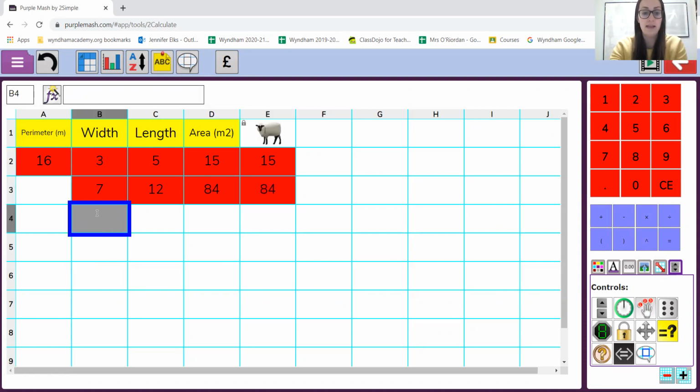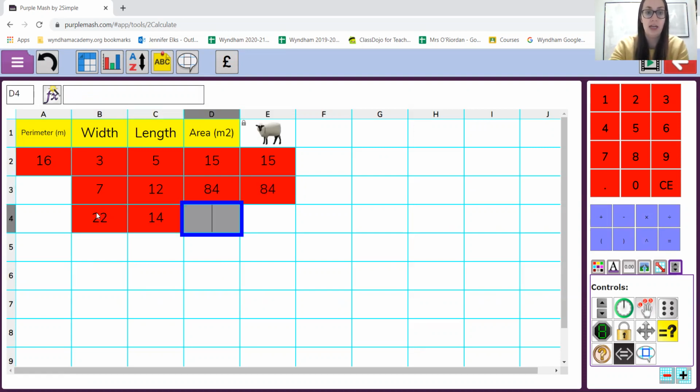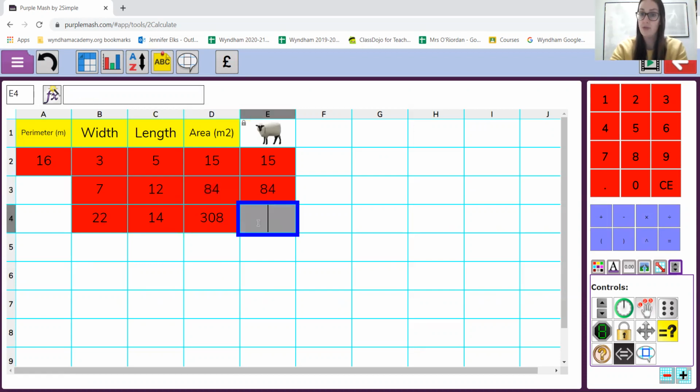Right, let's do another one then. Let's have 22 and 14. Let's drag the formula down. 308 metres squared. Let's drag this down. 308 sheep. Okay, nice and easy. Have a go at working out your own measurements for width and length and working out the area. Off we go.